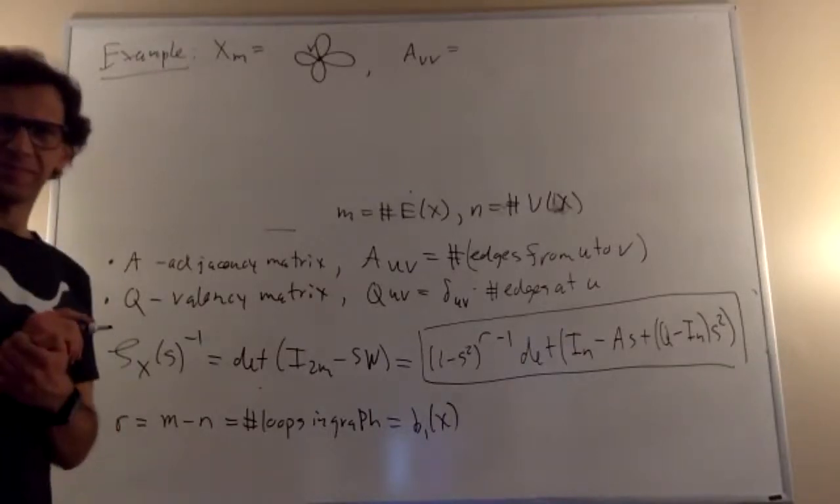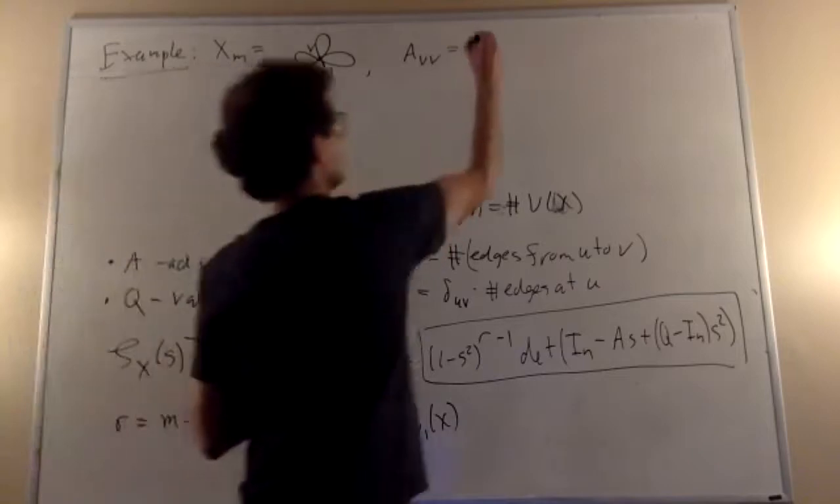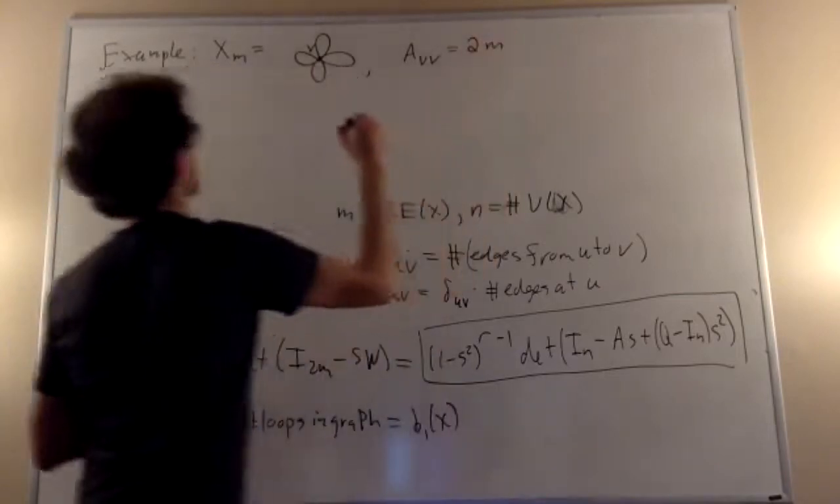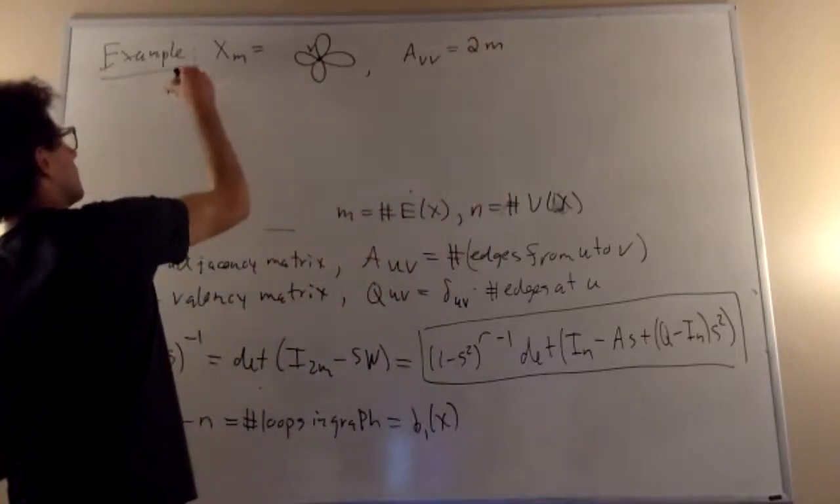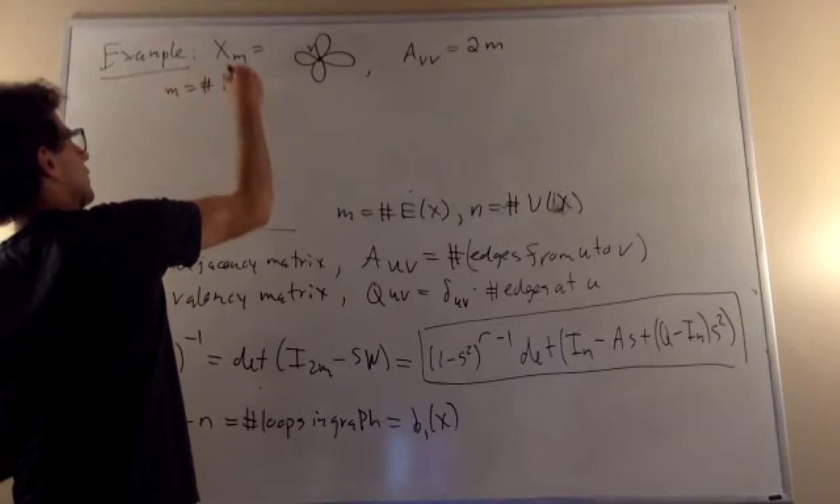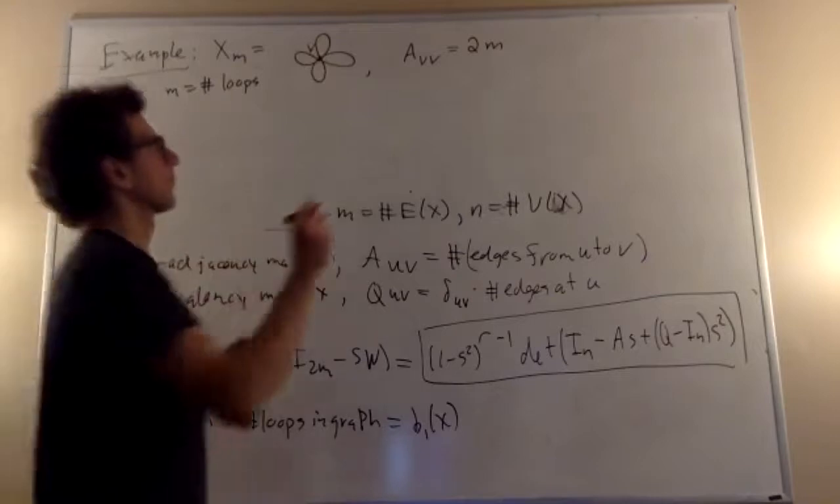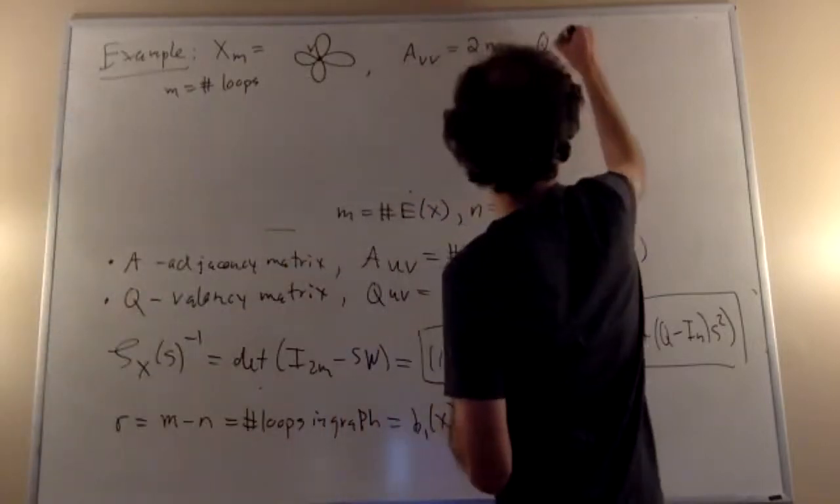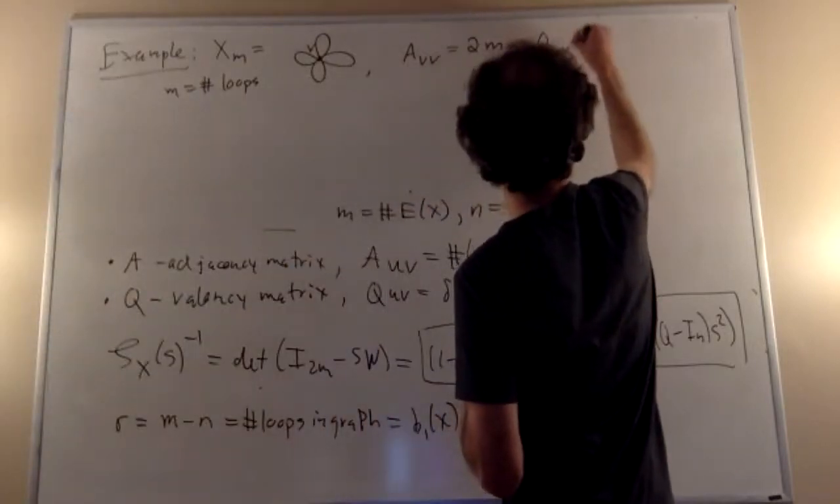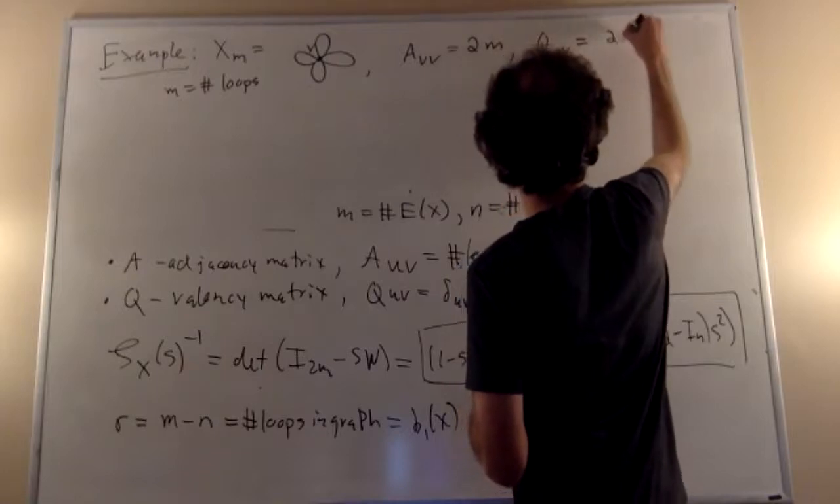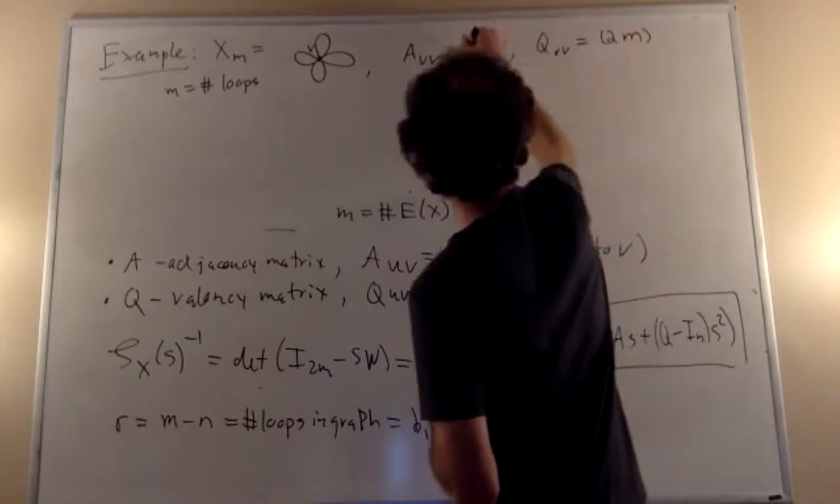Well, it's 2 times the number of loops. So M is the number of loops. Each loop counts twice, right? Once for incoming, once for outgoing. And so the valency matrix Q is also 2M.